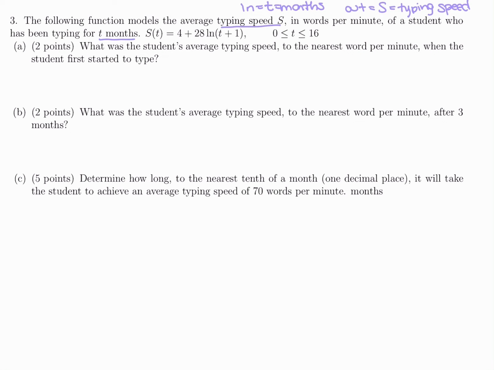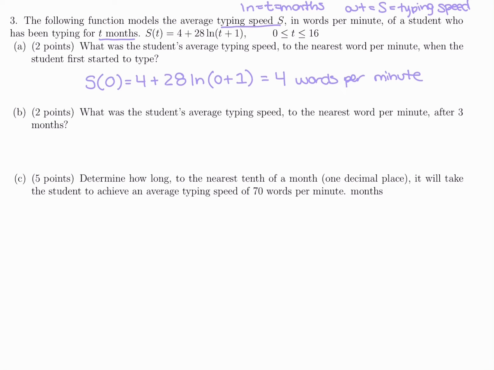It says, what was the student's average typing speed to the nearest word per minute when they first started typing? So we want to figure out the initial typing speed. On their first day on the job, they've been doing it 0 months. We're looking at S of 0. We have 4 plus 28 ln of 0 plus 1. So we have 4 plus 28 times ln of 1, and ln of 1 is actually 0. So we get 4 plus 0, which really is not the best typing speed. 4 words per minute for their typing speed. If you remember when you first learned how to type, it was very slow. So this makes sense.